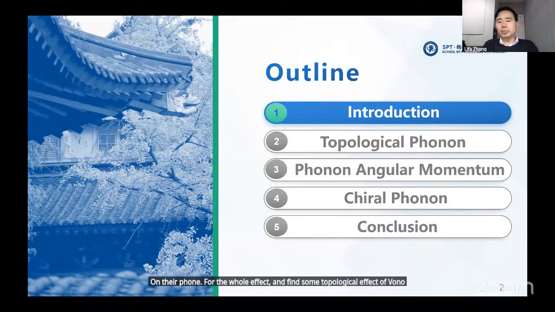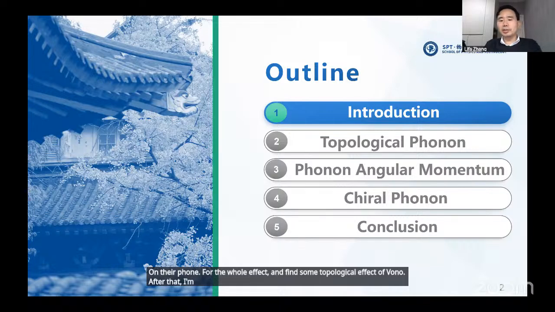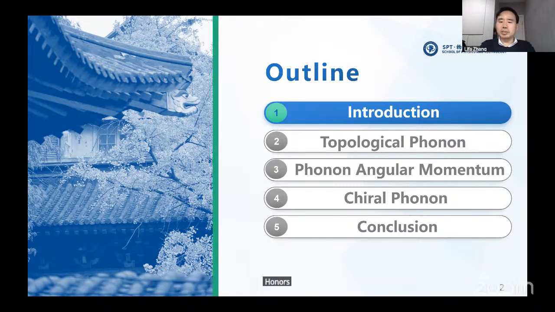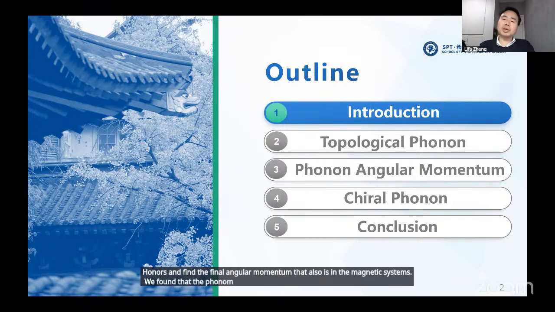After that, I moved to UT Austin for a postdoc and continued doing research on phonons, and found phonon angular momentum in some magnetic systems. We found that the phonon can have angular momentum.